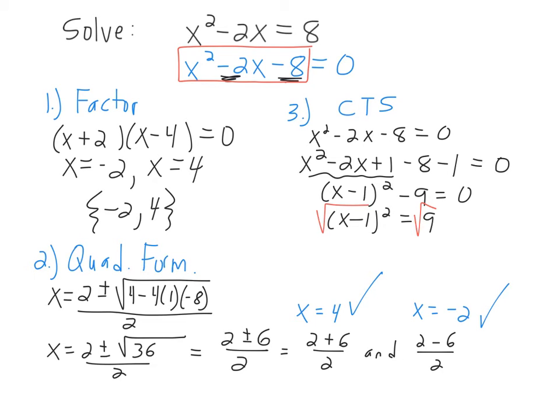Okay, so the square root will kill the square, so we're going to have x minus 1 equals, but I need a plus or minus in front of this. Radical 9, of course, is 3. So when I then add over 1, x equals 1 plus or minus 3, which of course is going to give me 1 plus 3, which is 4, and then we're going to have 1 minus 3, which is negative 2, so we get the same solutions.